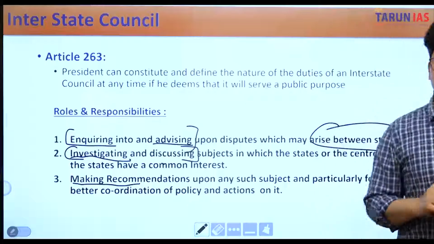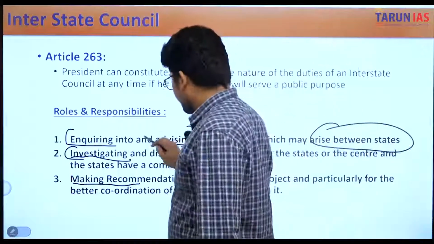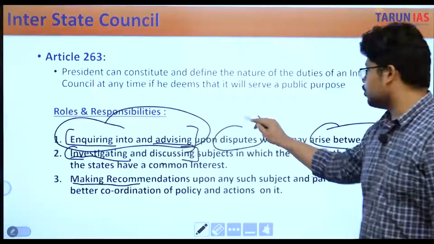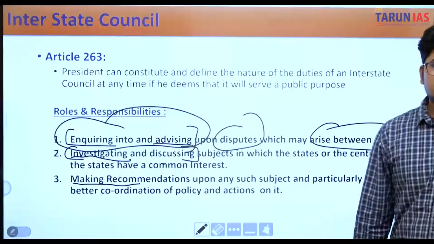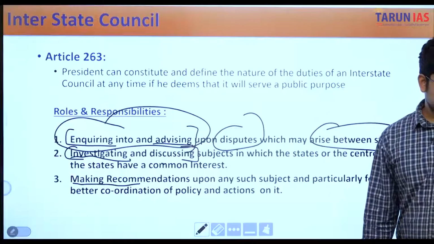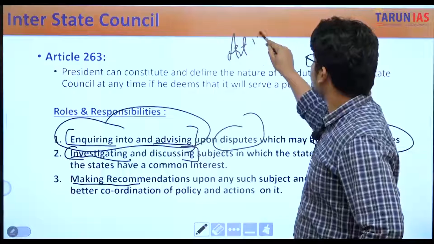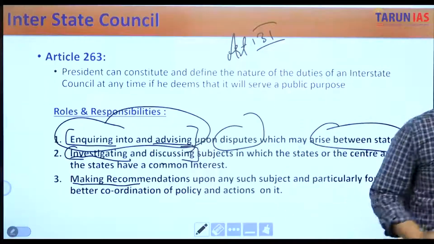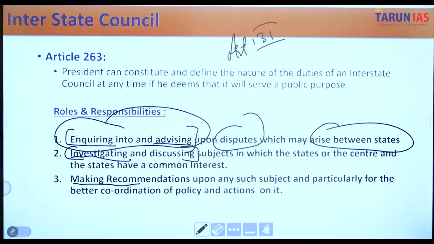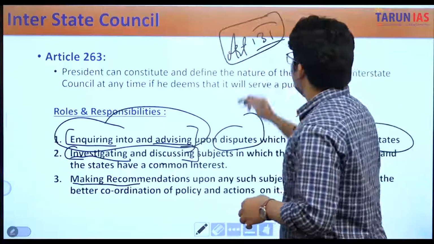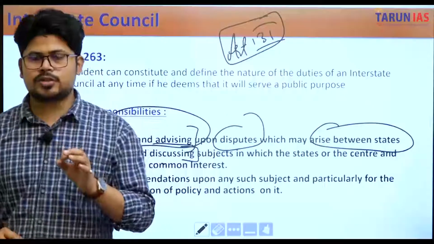So the difference is clear. Now, a very important point is inquiring into and advising upon disputes that may arise between the states. One important point to note here is Article 131. Okay, let me check which article it is. That's right, Article 131 provides for the original jurisdiction of the Supreme Court.